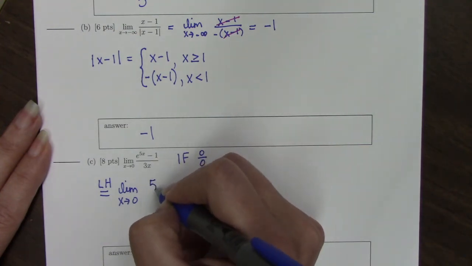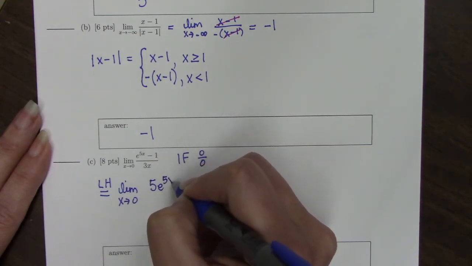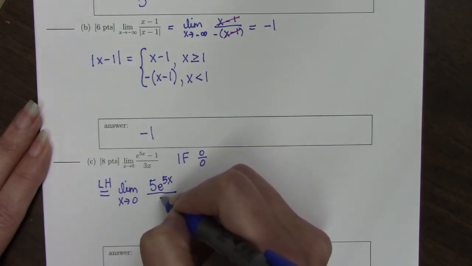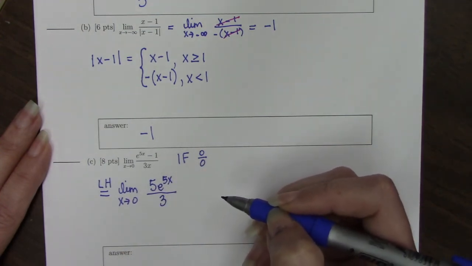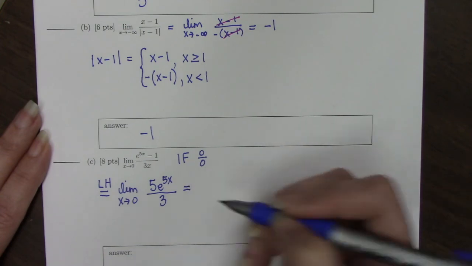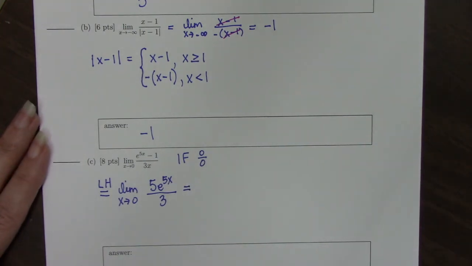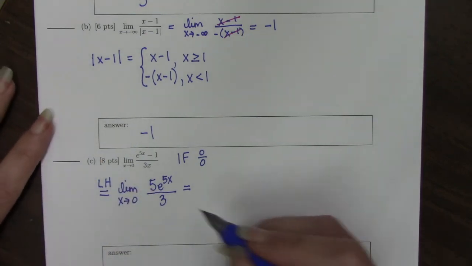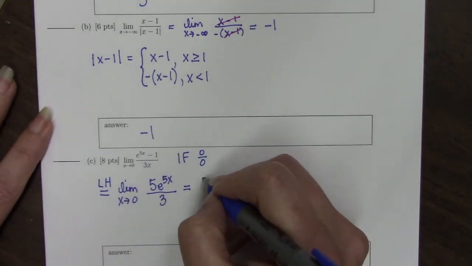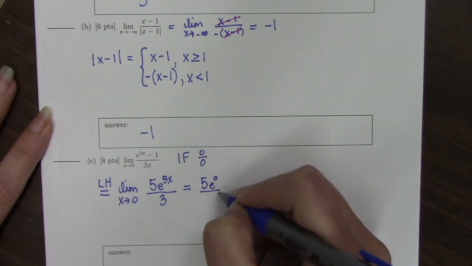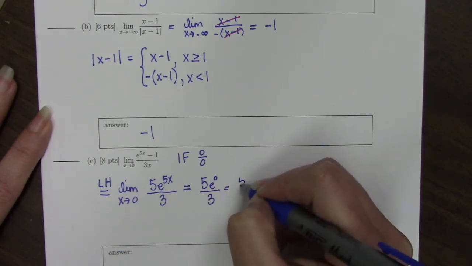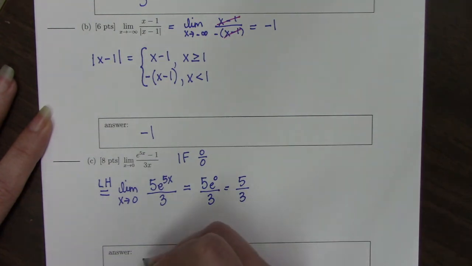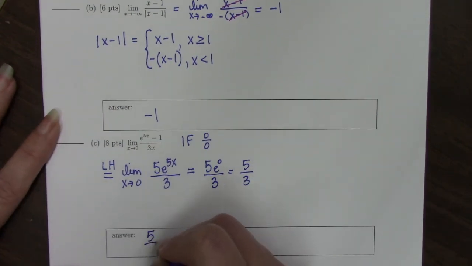So to apply L'Hopital, it's the derivative of the numerator over the derivative of the denominator. The derivative of the numerator is 5e to the 5x, and the derivative of the denominator is 3. Now I'm going to try direct substitution again. If it works, I'm done. If I can't do it, I would have to use L'Hopital possibly again or try some other algebra move. So 5 times e to the 0 is just going to give us 5, and 3 is just going to be 3, so we get an answer of 5/3, and we're done.